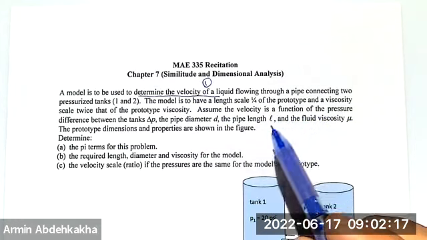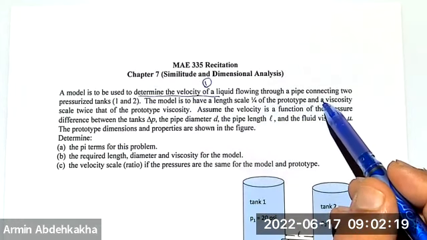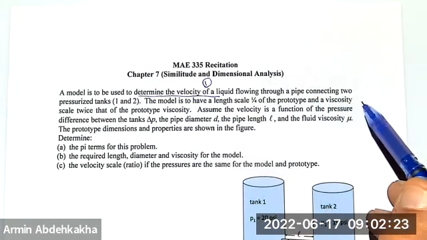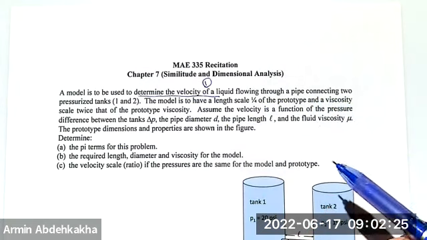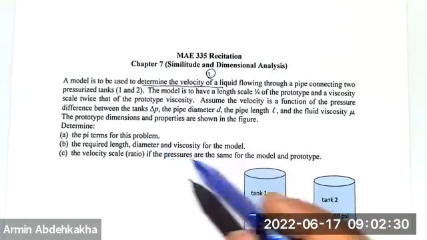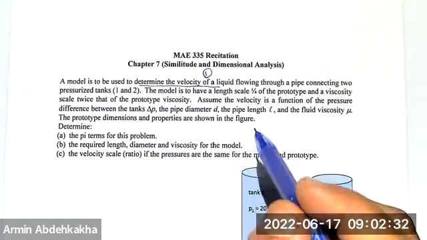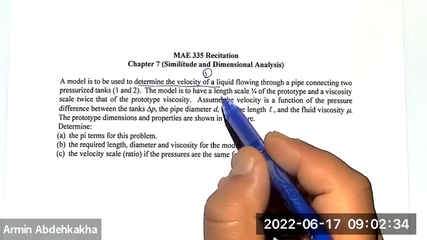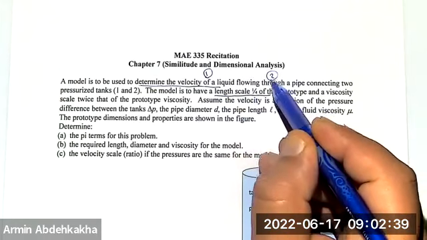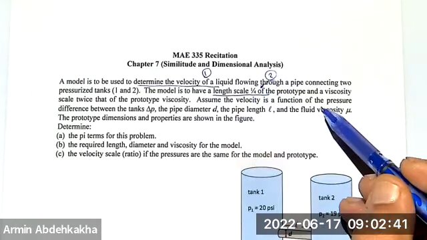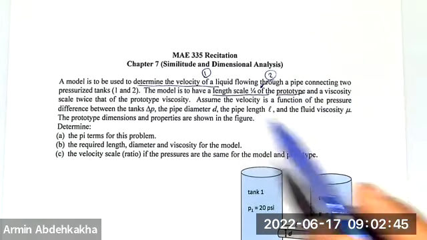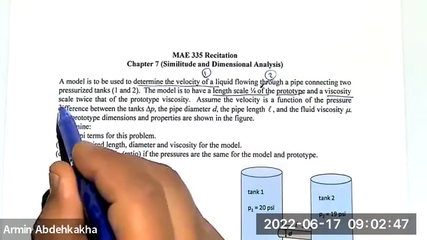The second part is that it's passing through a pipe connecting pressurized tank 1 and 2. It shows here. You don't need the numbers right now. The model is to have the length scale of 1/4. So the length scale is also given. This is the second one, which means for the prototype. Viscosity scale is also given.